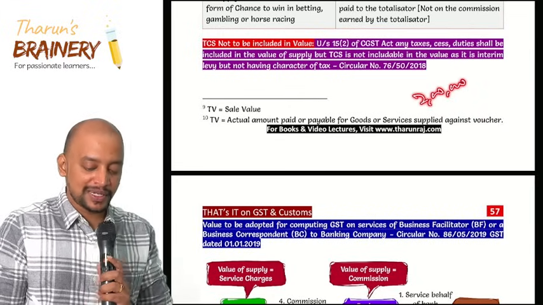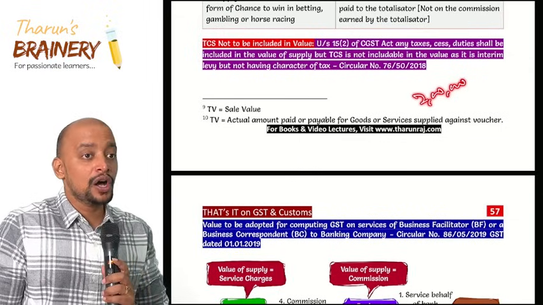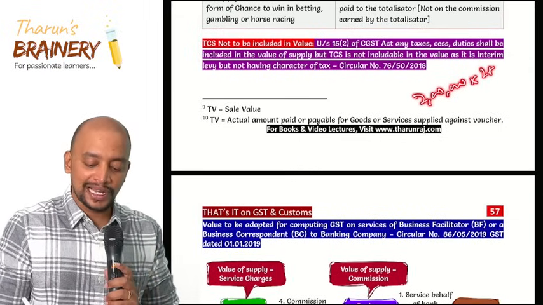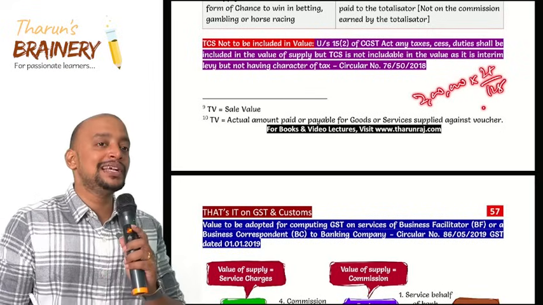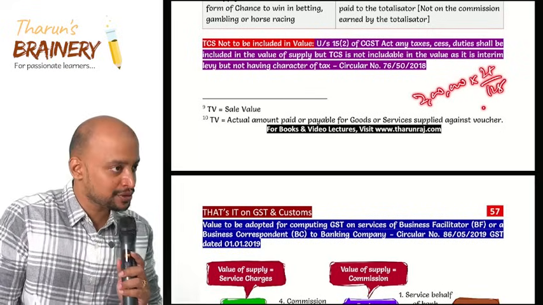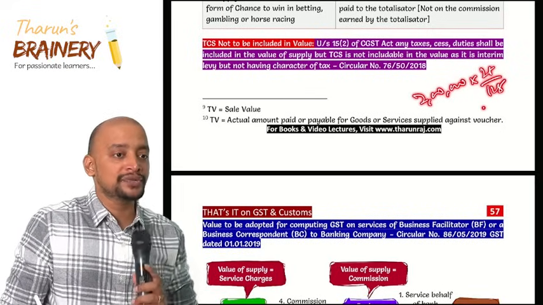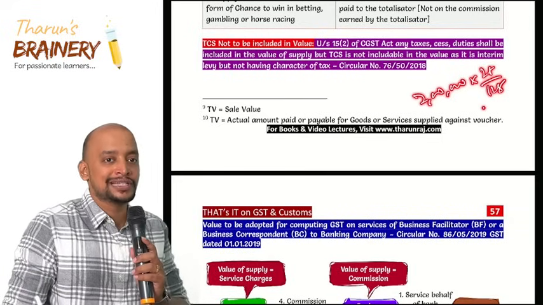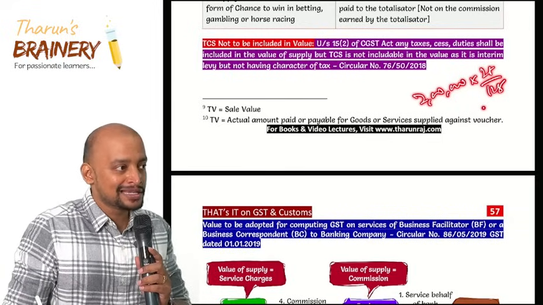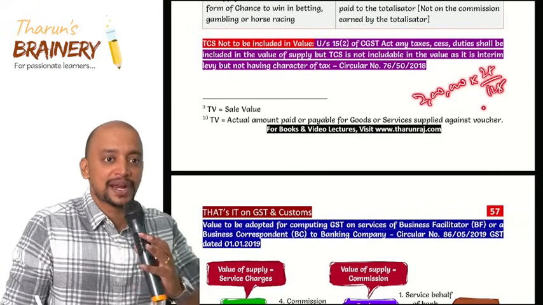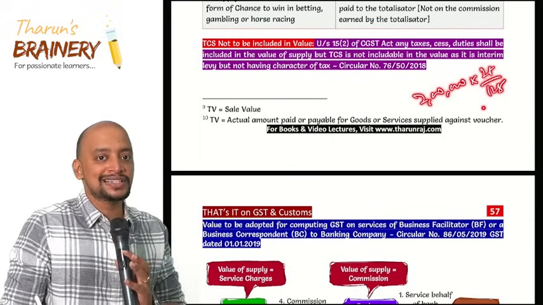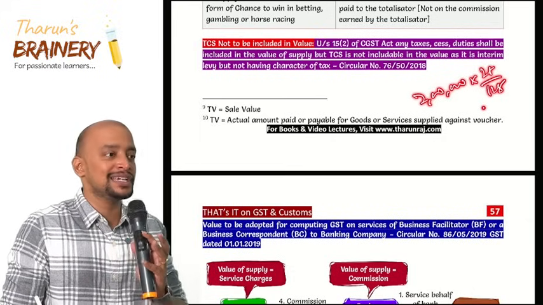So 2 lakhs will be taken as the total bet value. On the 2 lakhs, into 28 divided by 128, will be taken as the GST payable. You understood or not? But the entire 2 lakhs will not go into the pocket of the totalizer. What will happen? Out of the 2 lakhs, he needs to pay the gift money, prize money to the people, plus he will get his commission. On the entire amount, there will be 28 by 128.